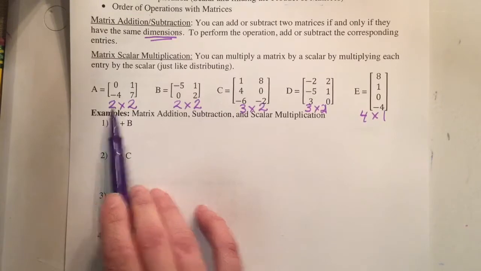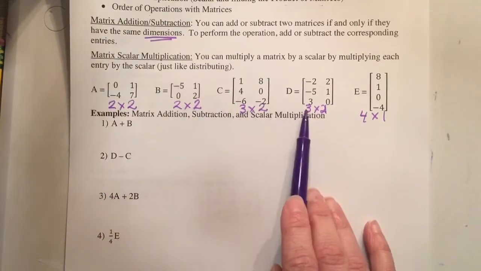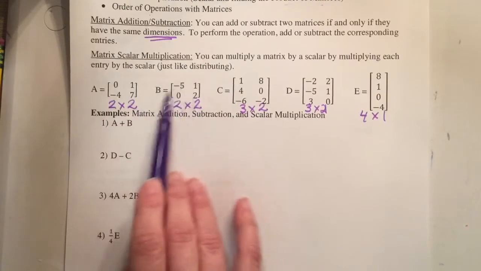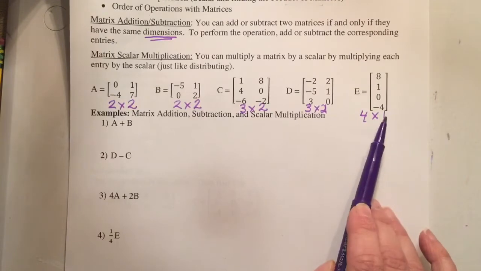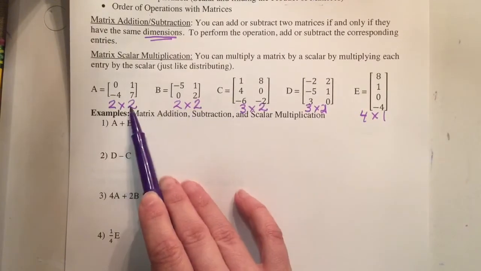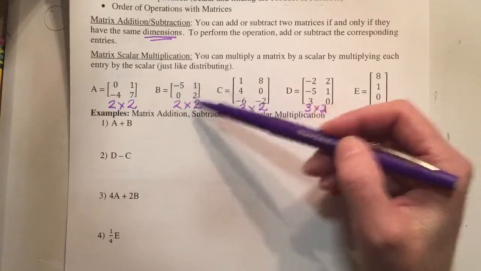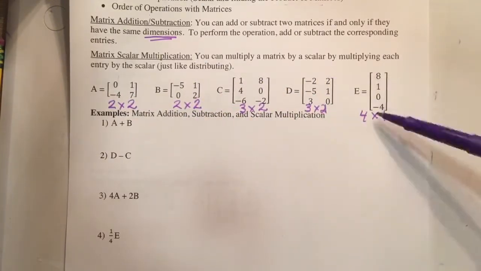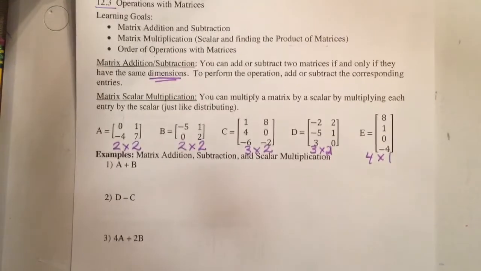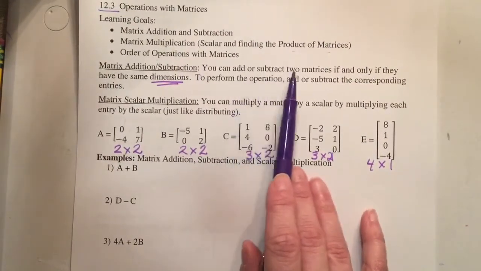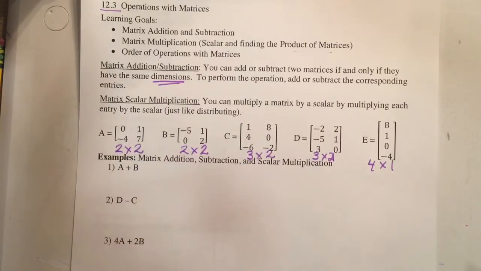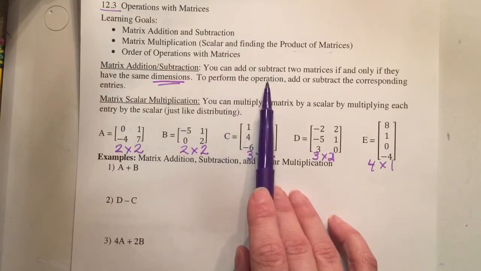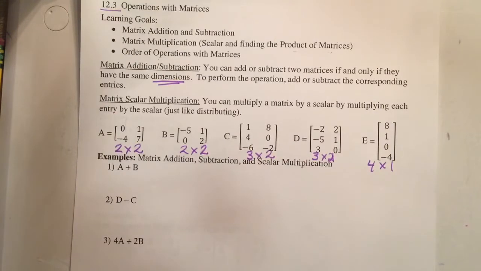And again, just to review, the first value, so here the 2, the 2, the 3, the 3, and the 4, is how many horizontal lines you could draw. Those are called rows. The second number is how many columns. Columns run vertically. So A has 2, B has 2, C has 2, D has 2, and E just has 1. Now going back to this, it says you can add or subtract two matrices if and only if they have the same dimensions. If they have the same dimensions, you can add or subtract them. To perform the operation, you add or subtract the corresponding entries.